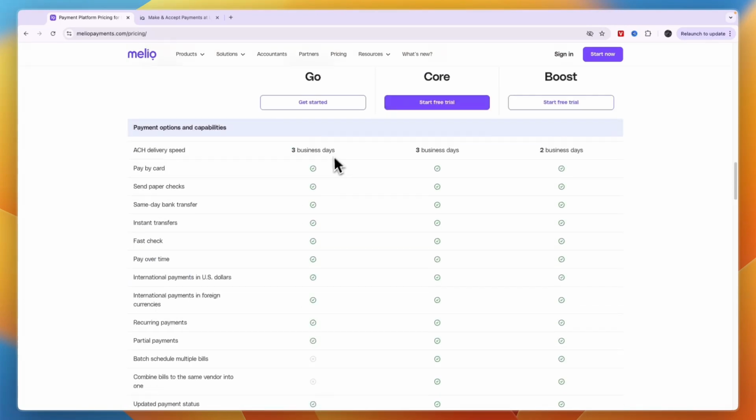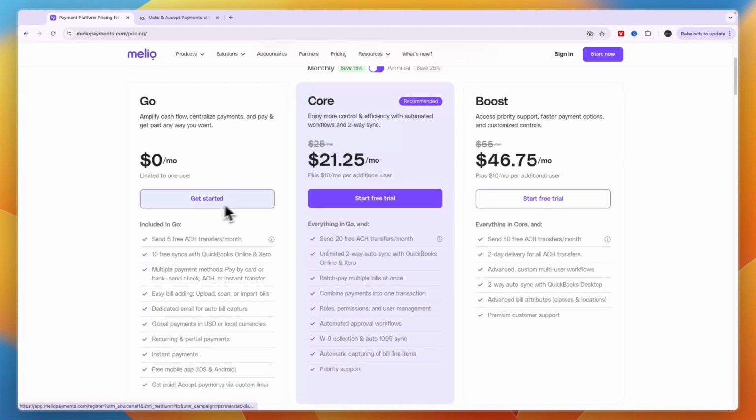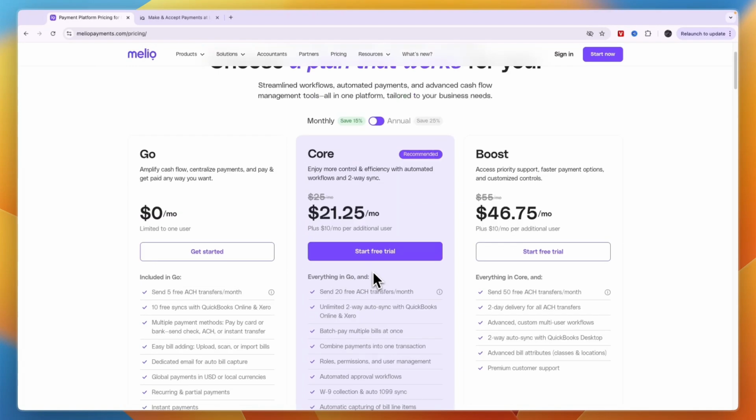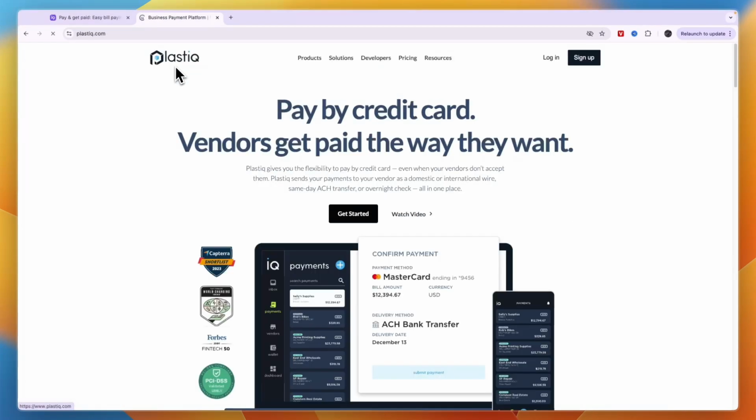Now their fees are actually pretty much the same. So if you just get Melio's free plan, then their pricing is actually kind of pretty much the same for the same features as well. Although if you are using QuickBooks Online or Xero, then Melio is in my opinion better. But the core plan gets you some more advanced features, and overall I personally do think that Melio is better unless in a very specific scenario you want to pay by credit card but many of your vendors don't accept credit card. Only then I would go with Plastiq.